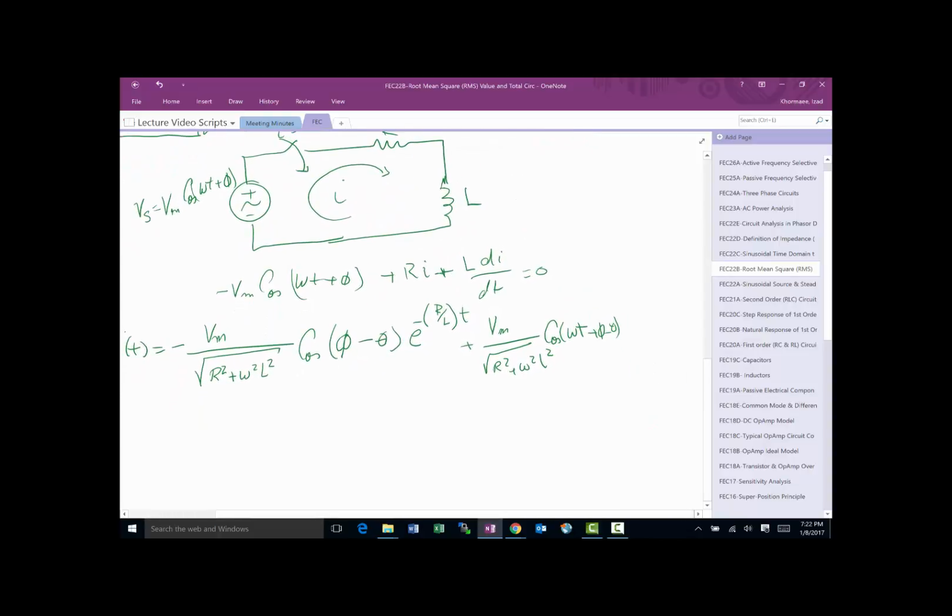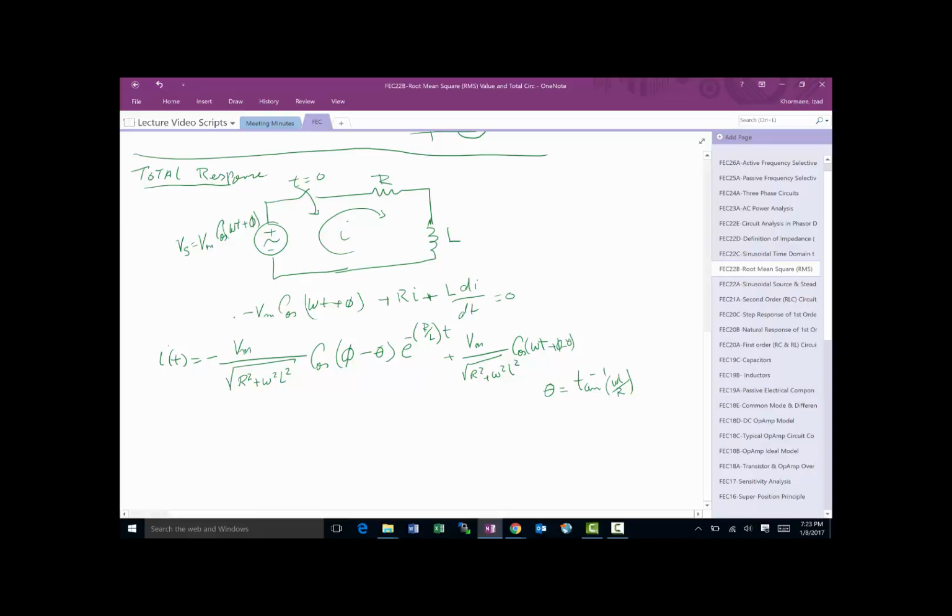Now, in case you were wondering, theta is tangent inverse of omega L over R. We're really not focused on understanding how we went from this differential equation to here. Just know that this is what you get. So this is the I of t, the response generated in the circuit once the switch is closed. Let's take a minute and look at this.